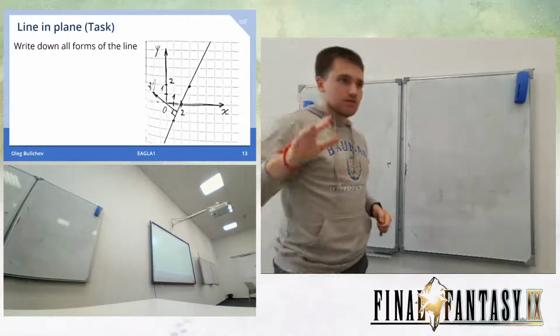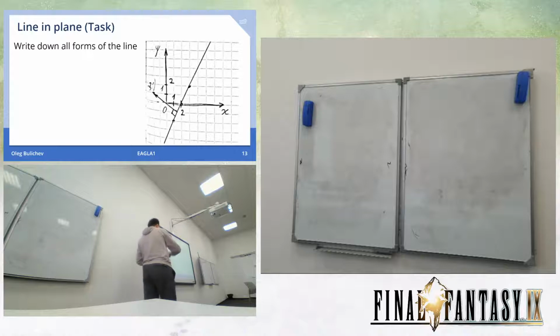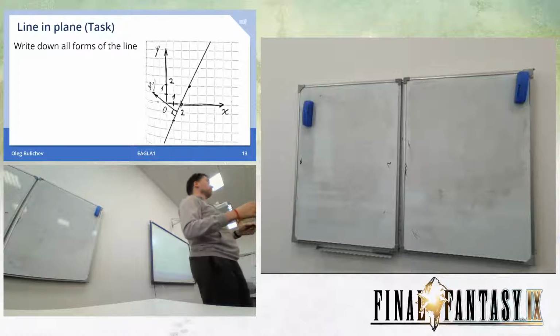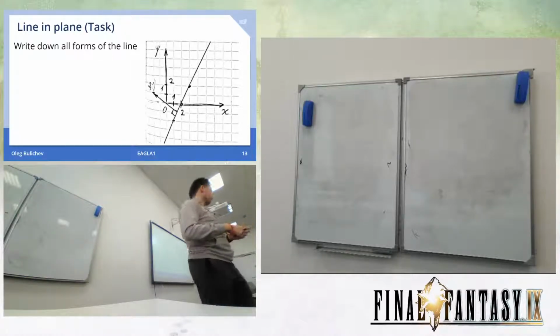Now we have a task. We have a picture. We have points, for example 0, minus 1, and so on. Now we need to obtain all possible forms. We have 5, if I'm not mistaken. Let's go. Who wants to do it on the whiteboard? Go.